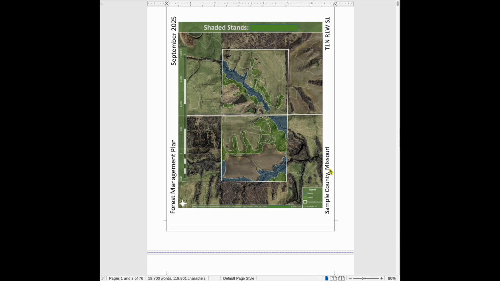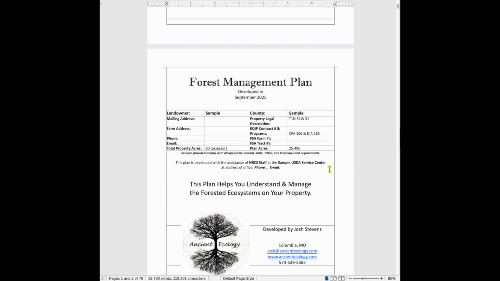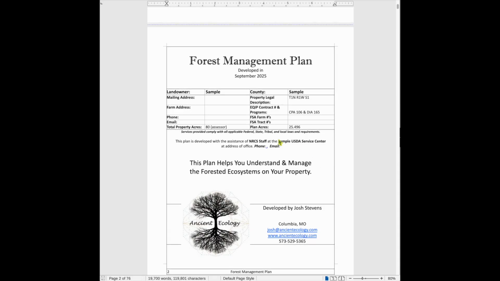So this is the cover page here, and then we just have some personal contact information, and this is for the NRCS, the EQIP, CAP 106, and DIA 165. So this plan meets all their specifications, but it's been customized to fit a little better with how I see the world and to go into a lot more detail for the client. So this plan just provides a lot more information than the standard template.